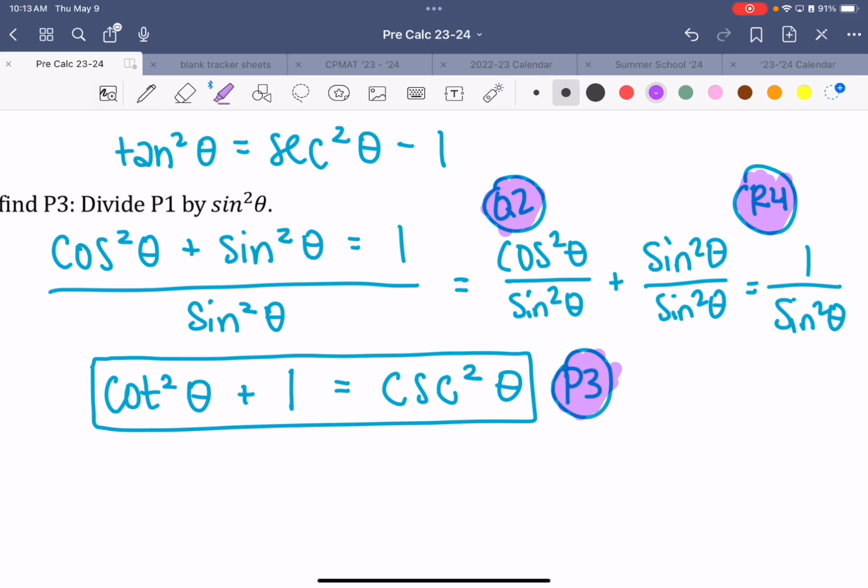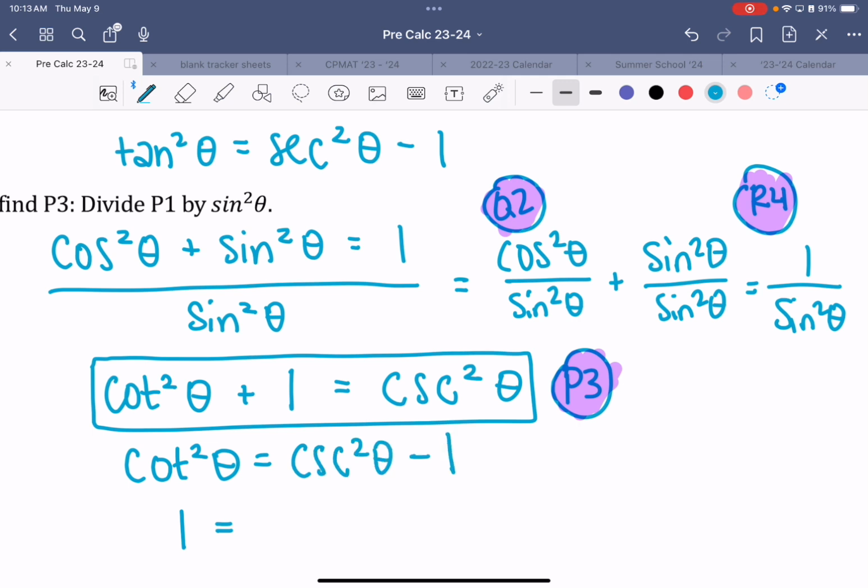Now we're going to rearrange to be equivalent to the other 2. So right now we know what's equal to cosecant squared. We also want to know what's equal to cotangent squared and what's equal to 1. So to do cotangent, we would just move the 1 over. It's positive, so we would subtract it. And then to do 1 by itself, we would move the cotangent over. It is also positive, so we would also subtract it. And there we go. All 3 of these are at the bottom of your green sheet next to P3.